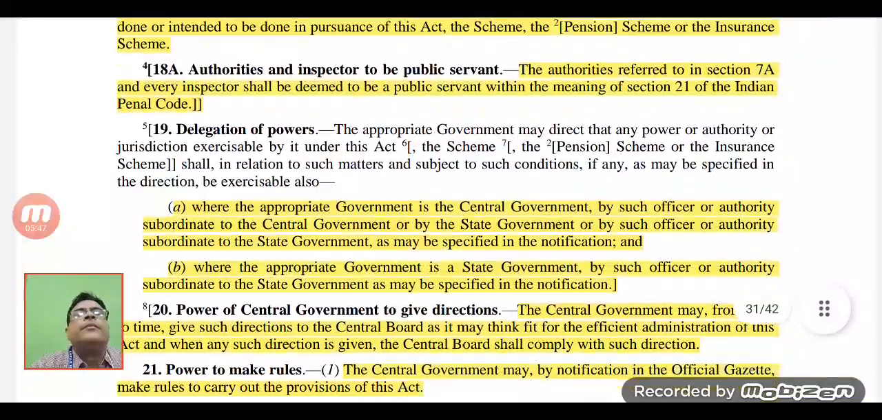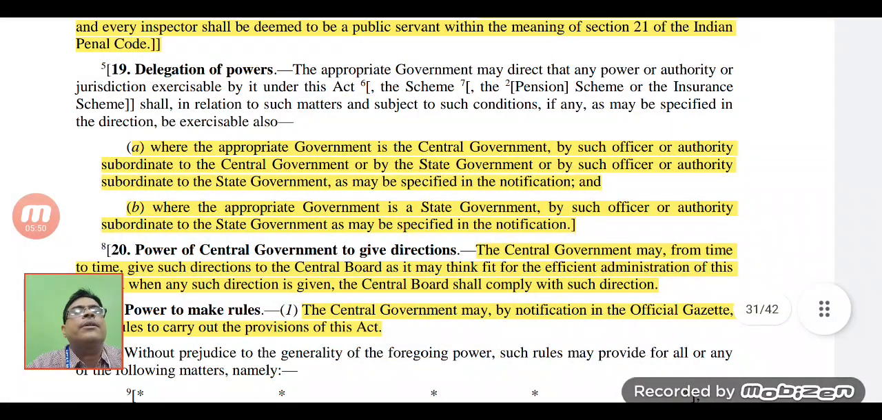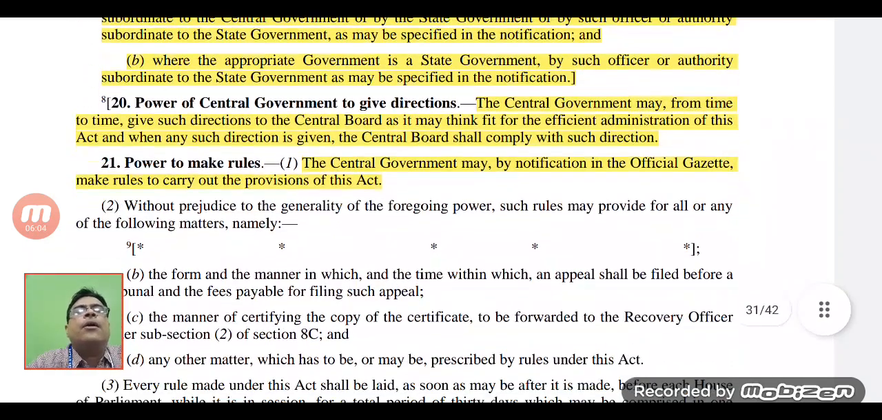Then section 19 talks about delegation of powers. डेलीगेशन ऑफ पावर्स में यहाँ पे सेंट्रल गवर्नमेंट को पावर का डेलीगेशन करने का अधिकार है, और through that they try to get command over the state government also. Then section 20 here talks about power of central government to give directions. It is very much clear that the central government has got the power to give direction to the state government and concerned authority also. यहाँ पे central board को administrative scope में instructions central government ही देती है.